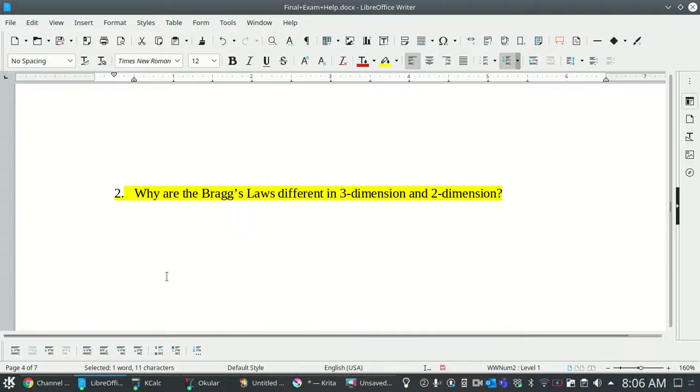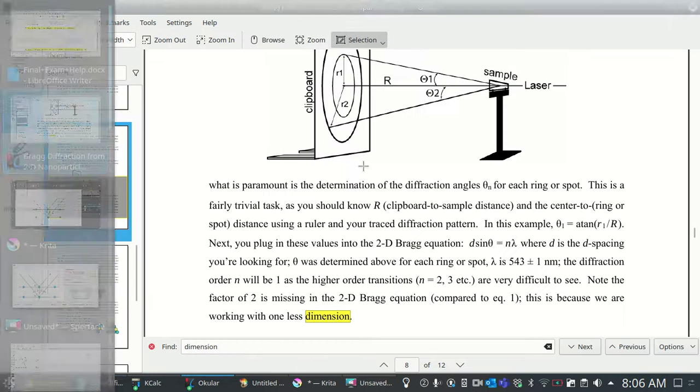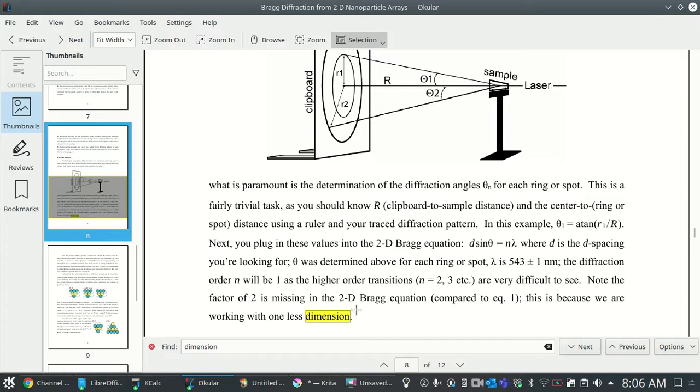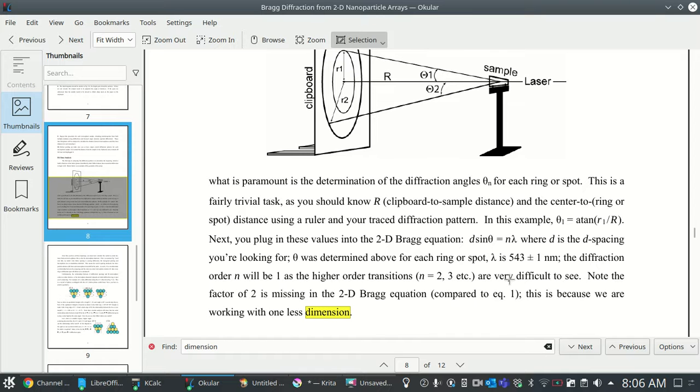Hi, Max. Is this question, why are the Bragg's laws different in 3-dimension and 2-dimension? Okay, so the short answer is a little complicated. So I'm going to give you the long answer, and then you can figure out how to make it short. So this is the 2D Bragg's law.